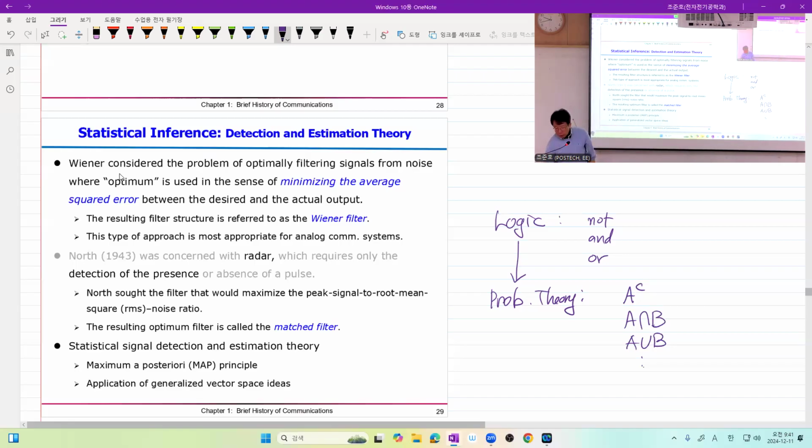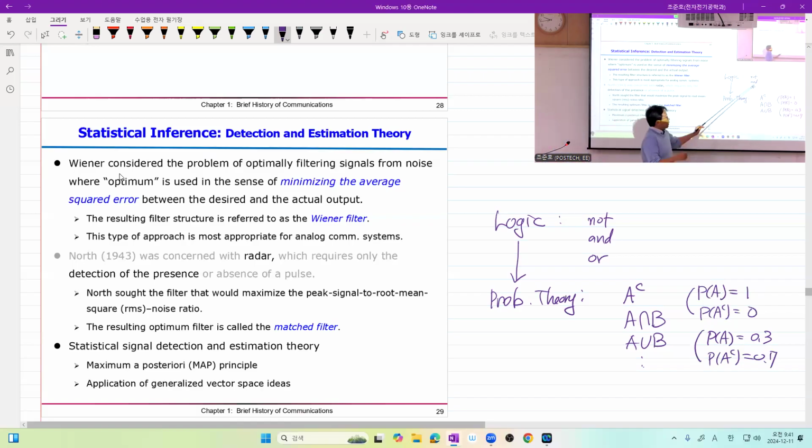And if the probability of an event, for example A, is either 1 or 0, then you know the probability of the event A complement is 0. Actually, this is the case when your probability theory reduces to common logic. But if the probability of event A is not 1, but for example 0.3, in that case, you now have something not exactly true or false. It's in between true and false, but you can quantitatively handle the uncertainty now.